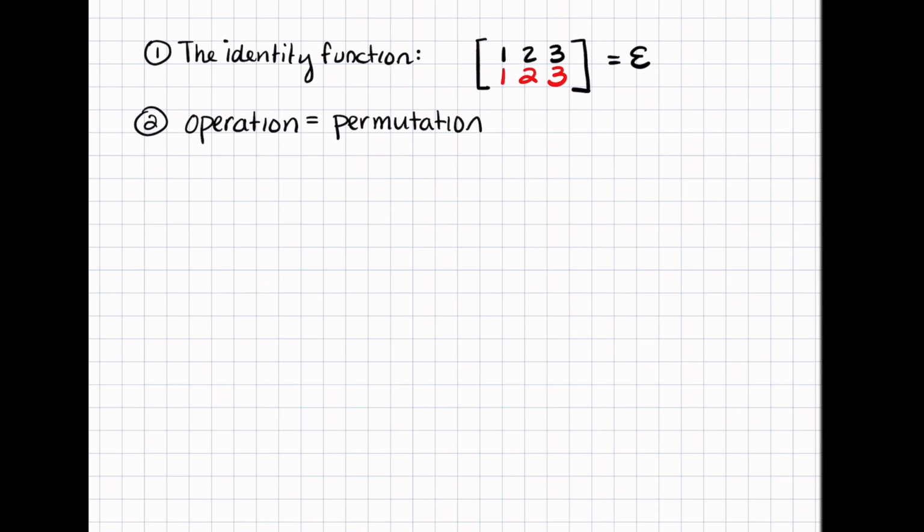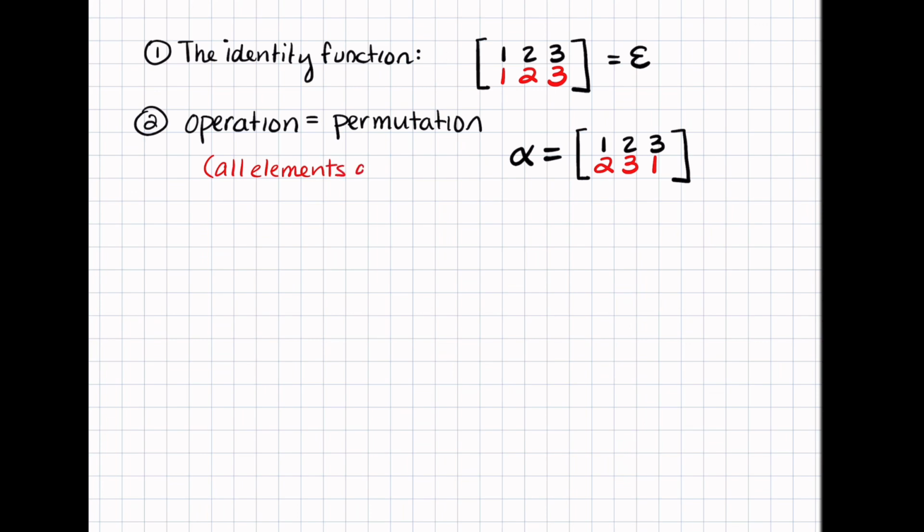Now the operation, our binary operation, is the act of permutation. So if we consider a different set of arrangements, we might consider the one that sends 1 to 2, 2 to 3, and 3 to 1, as in our previous example. In this example, the permutation, all elements get exchanged or rearranged.